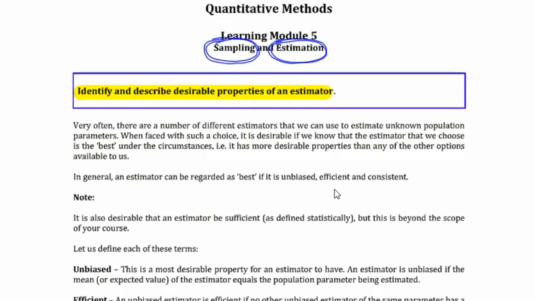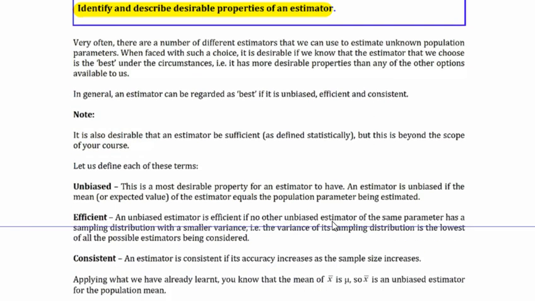We start off over here on page 2, and we say describe some of the desirable properties of an estimator. If I'm going to use something as my estimator, what do I want my estimator to be? Unbiased, okay, which is the most desirable property for the estimator. In other words, what does it mean if it's unbiased? If the mean, the average of my particular estimator, gets as close as possible to the actual population number. So the mean of my sample and the mean of my population are very close.